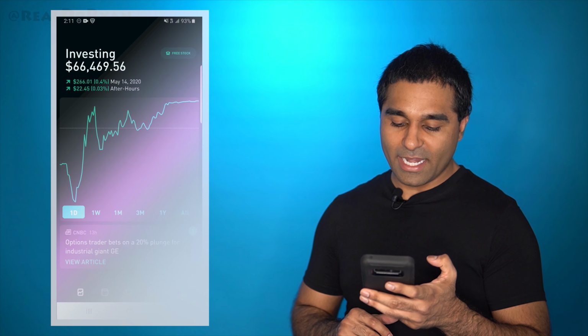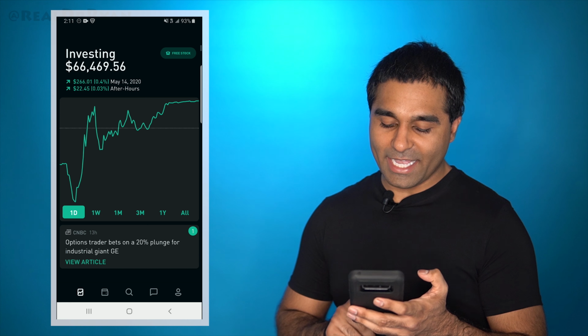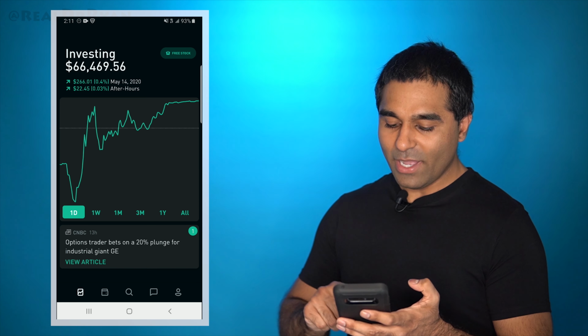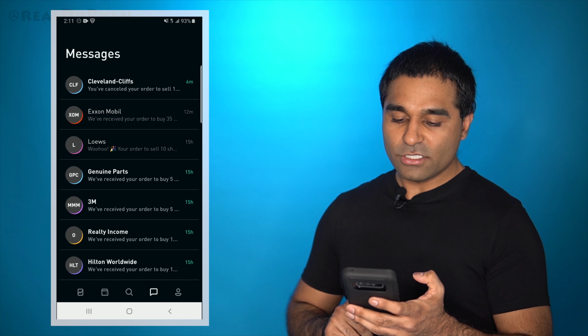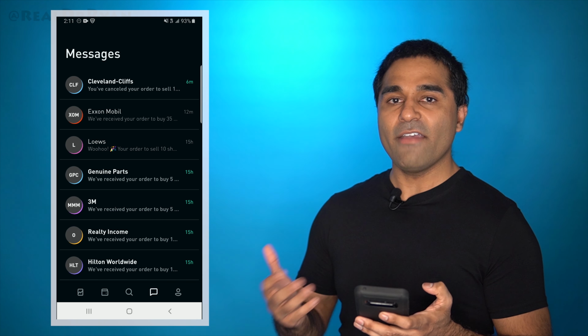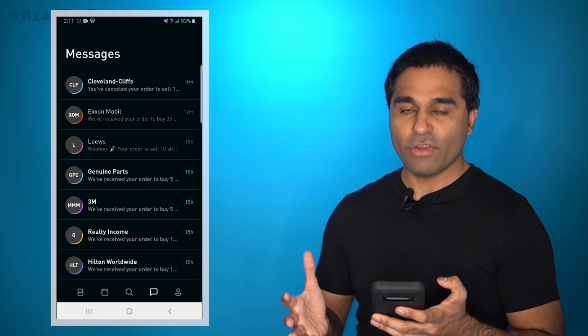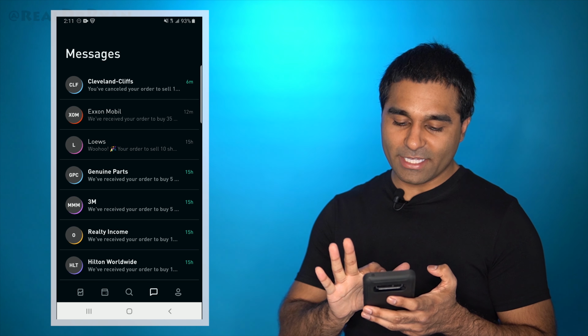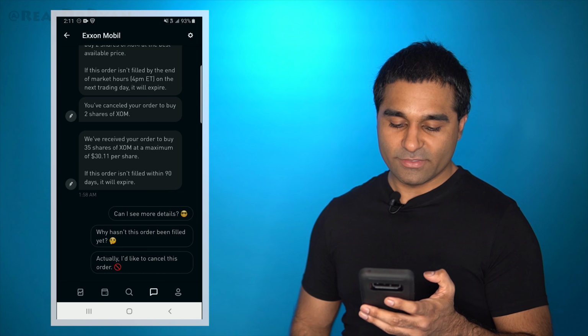Now let's go back to that navigation bar, and I'll walk you through the message section. So if you go ahead and you look at the navigation bar, look for that little icon that looks like a text message icon. Go ahead and click on that. And it'll show you a bunch of different messages. Every transaction in Robinhood triggers a message. So let's go ahead and click on that ExxonMobil message for an example.